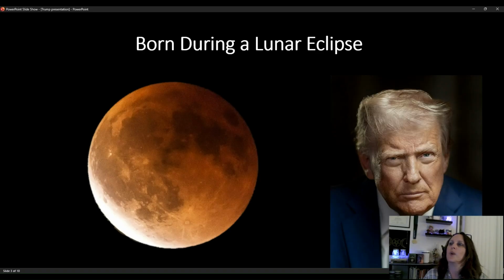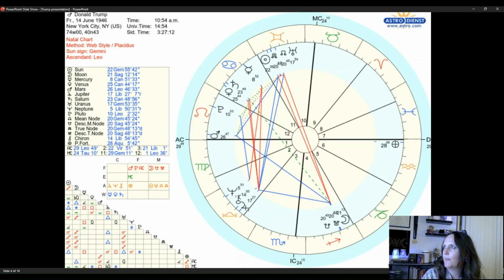So when you're born under a lunar eclipse, this usually means that you're going to play some significant role, not just in your own life, but to a whole generation of people. It can also mean that these people are the bringers of chaos and change, as we know that Donald Trump is. So just keep that in mind. All right, so let's look at his sun.